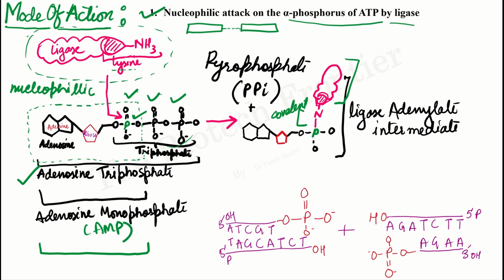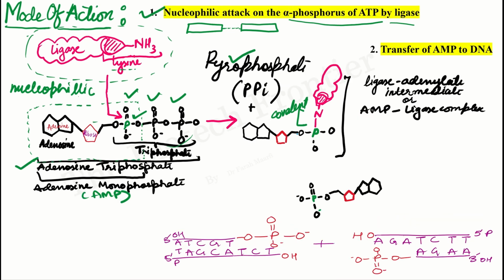So the attack of the ligase on the ATP molecule results in the formation of the covalent bond between the ligase enzyme and the AMP portion of the ATP molecule, creating a ligase-adenylate intermediate. Simultaneously, pyrophosphate is released as a byproduct. The second step is the transfer of the AMP to the DNA molecule.